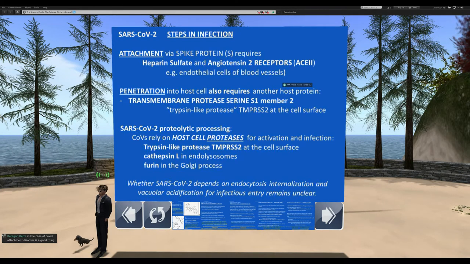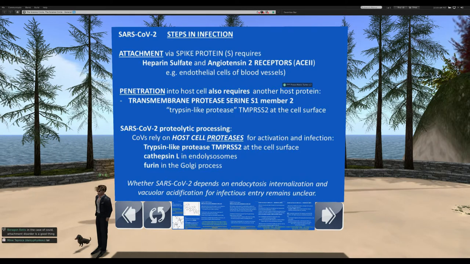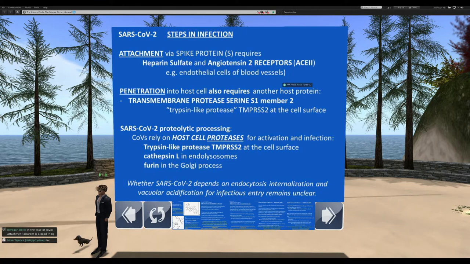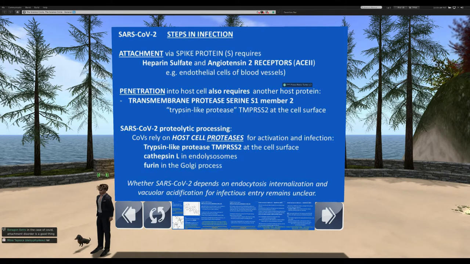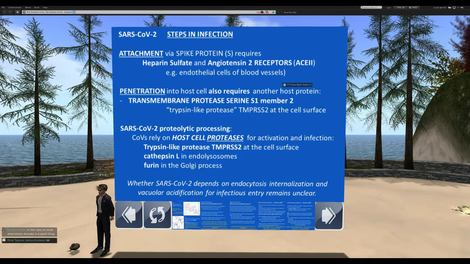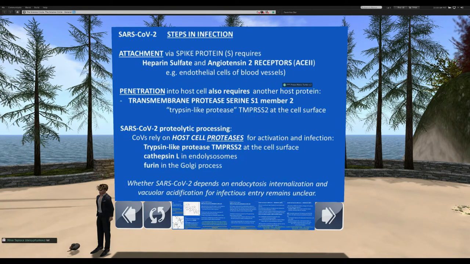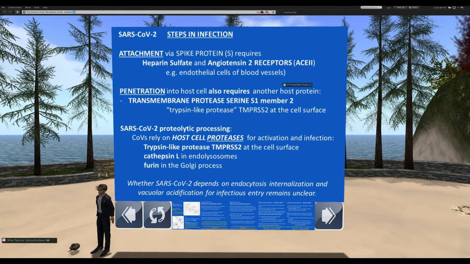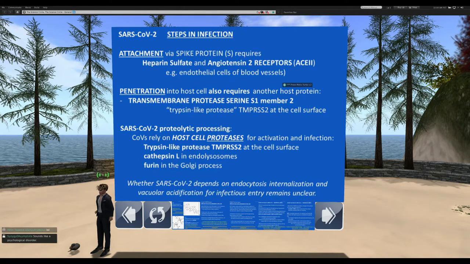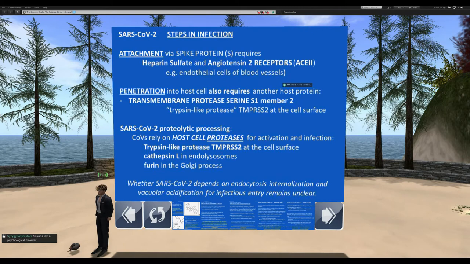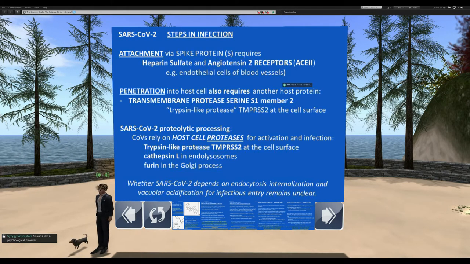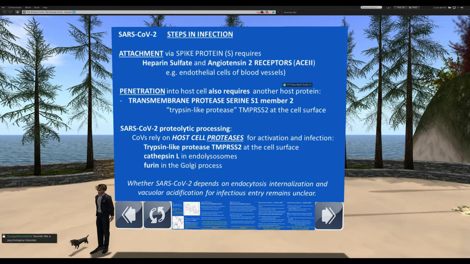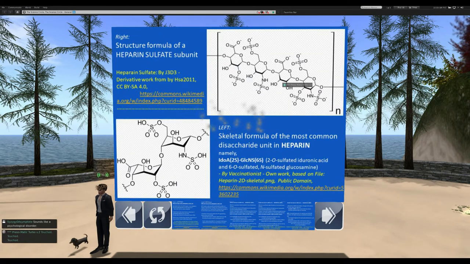Once it attaches, it penetrates. It requires action by protease, which means it breaks up protein, this transmembrane protease, serine S1, member 2, and I don't want to get off on that too much because it'll take time. There are also proteases that are in the cell and some in the Golgi process even that play a role in this. Golgi process is really pretty important in this.